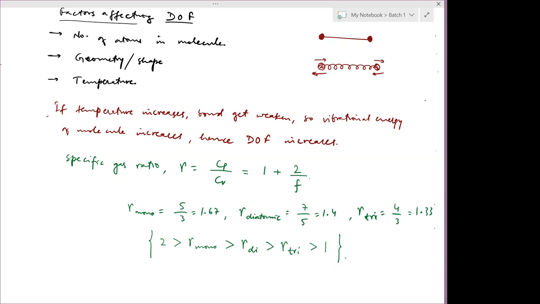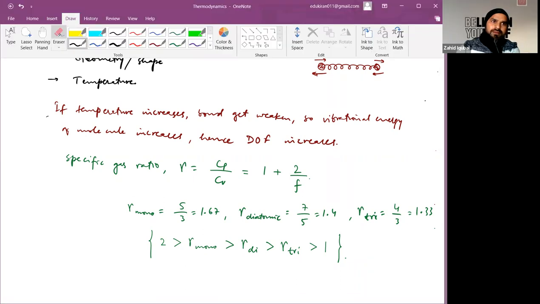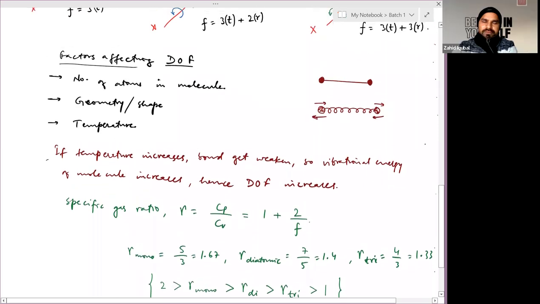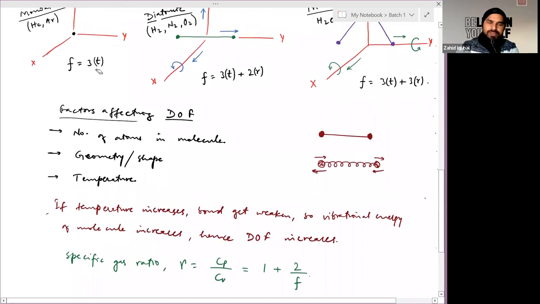Sir, can you explain this one again? Like, how did you get 5 and 7 and 4? Okay, just 1 minute. According to what we got for degree of freedom, for monoatomic, the degree of freedom is 3. For diatomic, in total, we have 5. And for triatomic, we have 6.